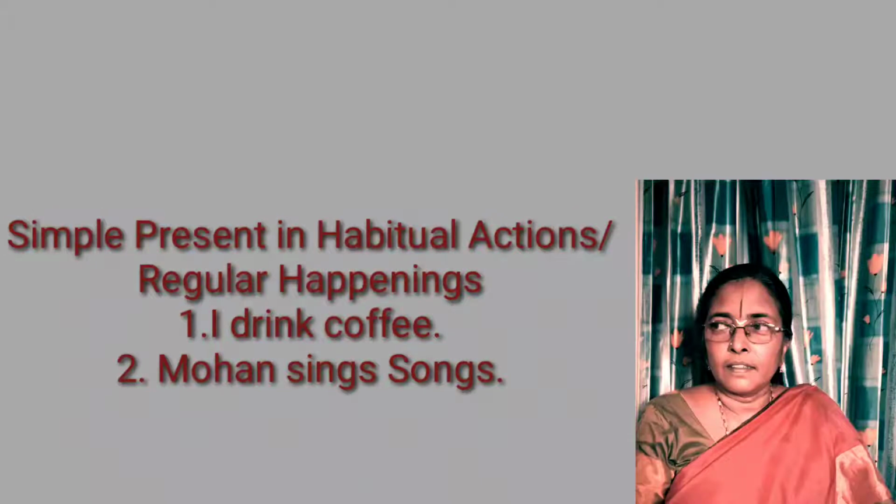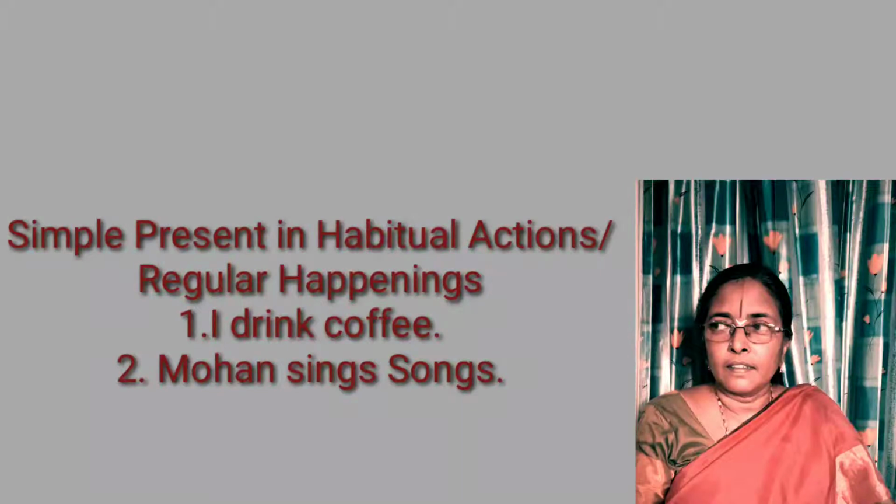Simple present tense is used for habitual actions and regular happenings. Let us see the examples. I drink coffee. This one is my habitual action. Every day it happens. So we have to use I drink coffee. Here this sentence consists of 3 words. What are those 3 words? I happens to be subject and drink is the verb, coffee is object.